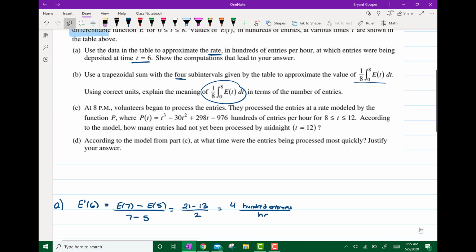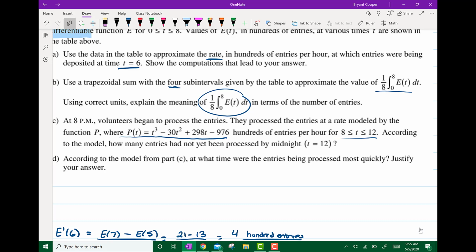Alright, part C. At 8 p.m., volunteers begin to process the entries. They process the entries at a rate modeled by the function P of t, that crazy function. From 8 to 12, according to the model, how many entries had not been processed by midnight? So what this one is saying is that the ballots go in the box between 0 and 8 hours. And then after like 8 o'clock, the officials come out and they start counting them. And P of t is the rate at which they count it.